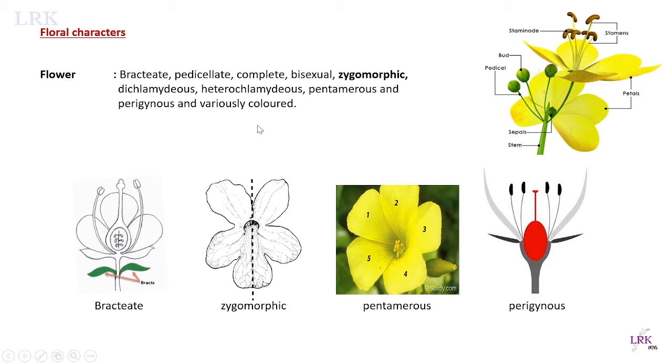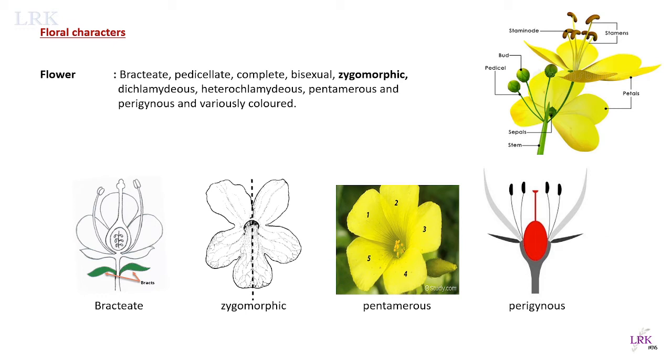And the position is perigynous. Perigynous means half superior or half inferior ovary. That is, all the other floral parts develop from the periphery of the ovary. You can see here, this is the peripheral region. It is half superior and half inferior. Such a condition is known as perigynous condition, and the flowers are variously colored.